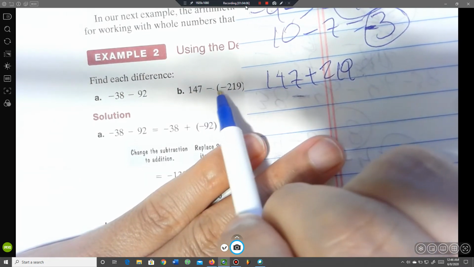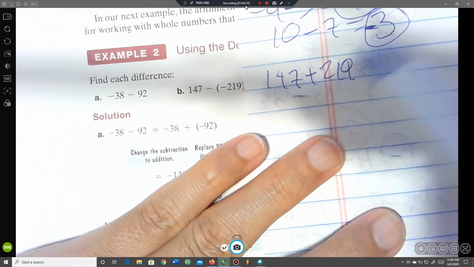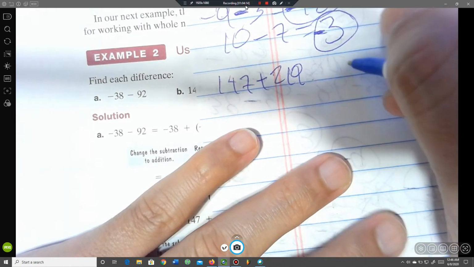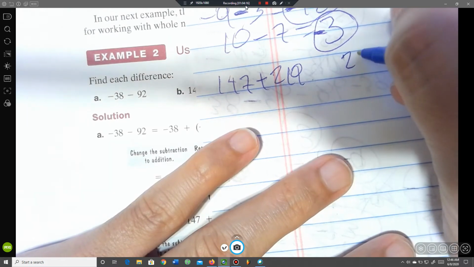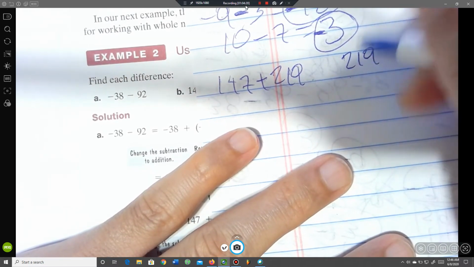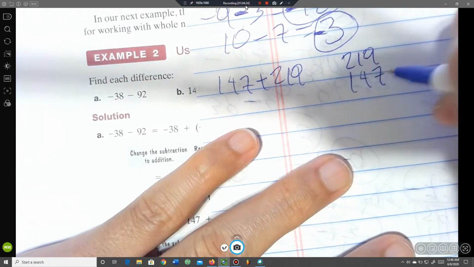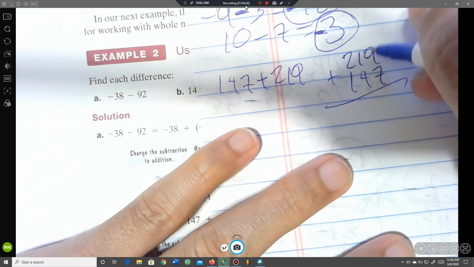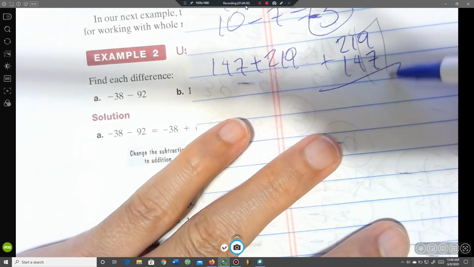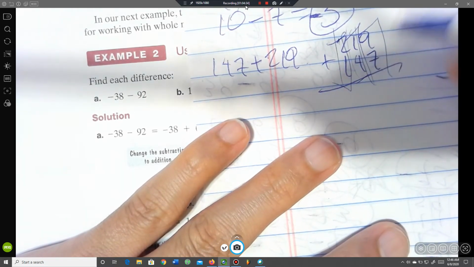Because I just changed the sign there. Negative and a negative give you a positive. Remember that? All right. And then just add them up. In this case, you can stack them up whichever way you want, as long as you keep units together, okay? That's 147, because we're adding. Since we are adding, all that matters is that you keep ones together, tens and hundreds together, okay?